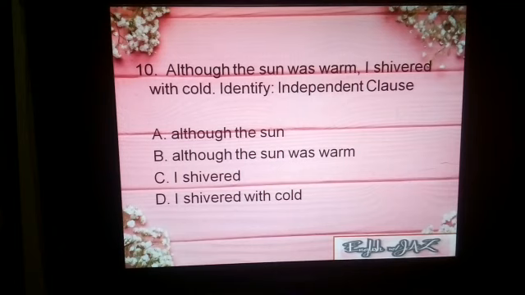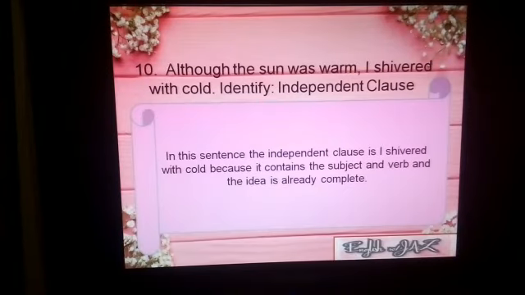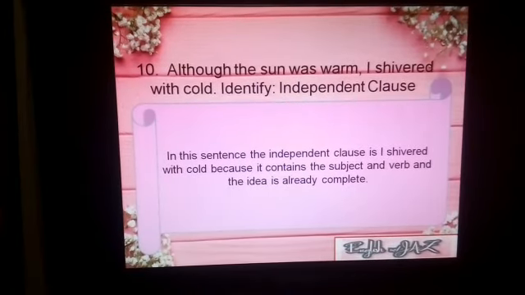The correct answer for number 10 is letter D, I shivered with cold. In this sentence, the independent clause is I shivered with cold because it contains the subject, which is I, and the verb, which is shivered. And the idea is already complete. While although the sun was warm is what we call a dependent clause. It has our dependent clause marker, which is the word although.